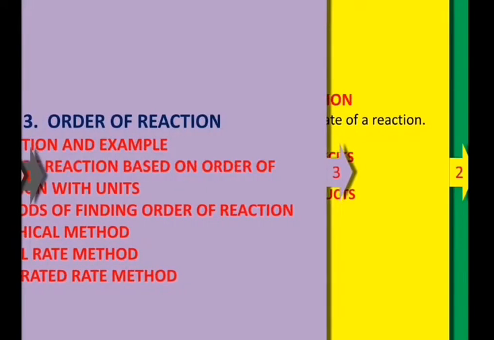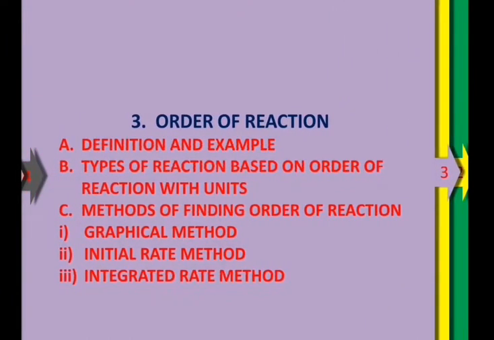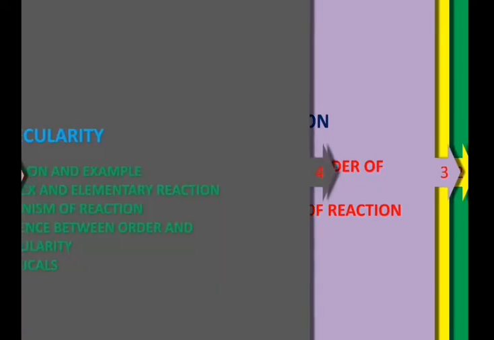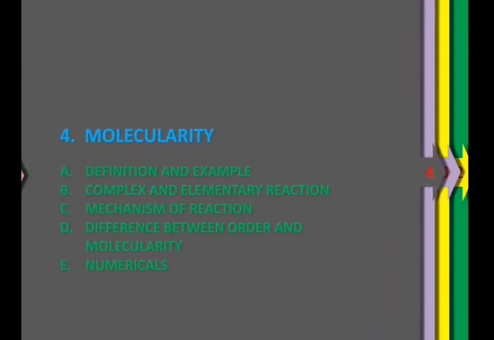Now we consider the third main topic, that is order of reaction. The order of reaction, very important topic. It is further divided into three subtopics: definition with examples, types of reactions based on order of reaction with units, and the method of finding order of reaction. The first method is graphical method, then second is initial rate method, and third is integrated rate method. Totally numerical based topic.